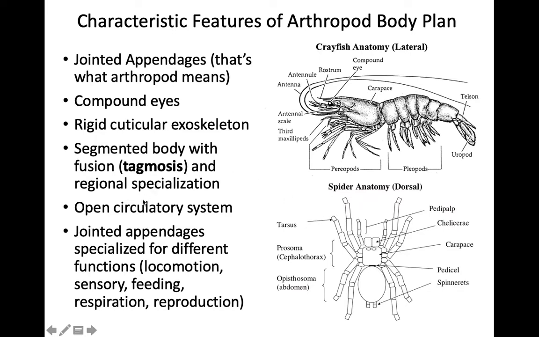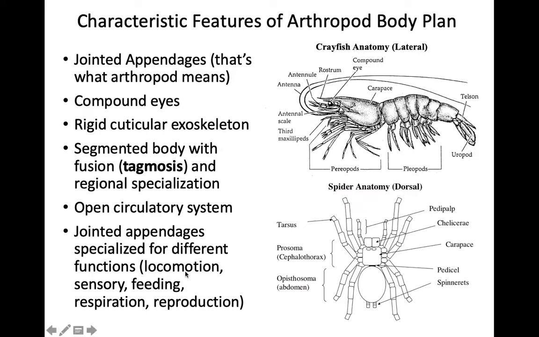Okay, and the other character that they have is an open circulatory system. So, unlike mammals that have a closed circulatory system, arthropods have an open circulatory system. So they have a pump, or they have a heart that functions as a pump, but the heart pumps the blood into a large hemocoel, which is sort of the cavity within the body.